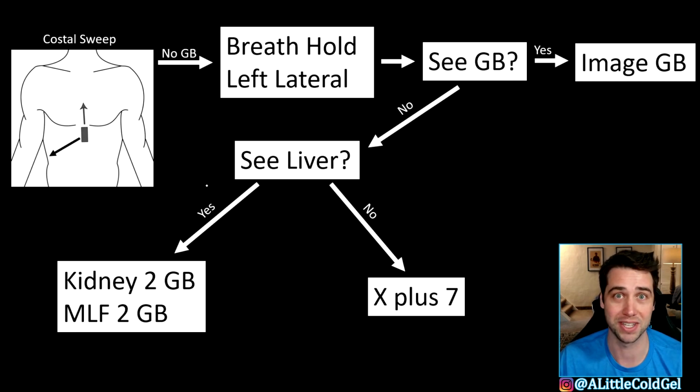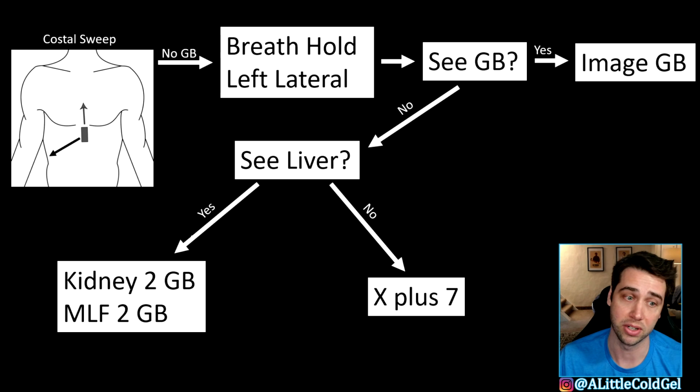I know it's a lot on one thing, but this is basically how I approach gallbladder imaging. So you start with that costal sweep. If you can't see the gallbladder, then you try the breath hold left lateral position. And if you do see the gallbladder, then yeah, go ahead and image it in 2 planes, get the anterior wall measurement, look for stones. If you still don't see the gallbladder, ask yourself, do I see liver? And if you don't see liver, then that's when I go to the X-7 and I just use the phased array right off the bat.